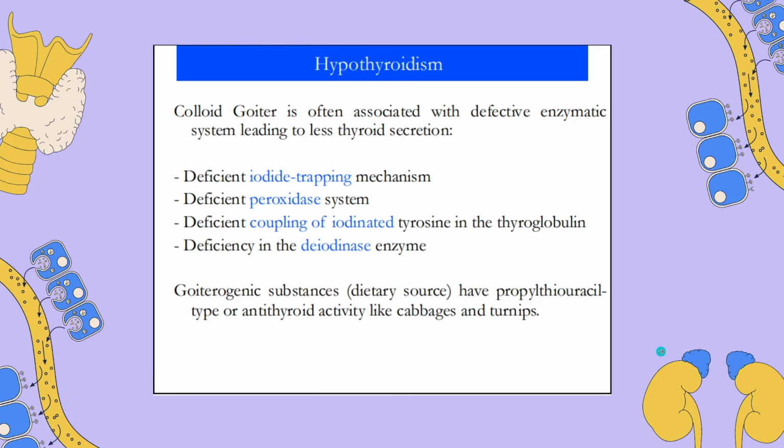Like let's say a patient comes to you, this dude eats too many cabbages and turnips. He's going on a diet full of cabbages and turnips. Don't you know that they have goitrogenic substances? So cabbages, turnips, propylthiouracil, goitrogenic substances, they cause hypothyroidism.